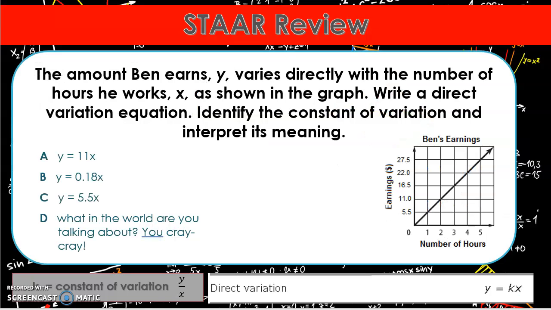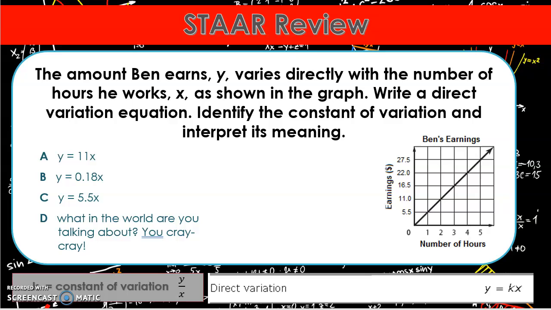All right, the amount Ben earns, y, varies directly with the number of hours he works, x, as shown on the graph. Write a direct variation equation, identify the constant of variation, and interpret its meaning. All right, I'll give you a hint. It's not D. So go ahead and find your answer. Push pause.